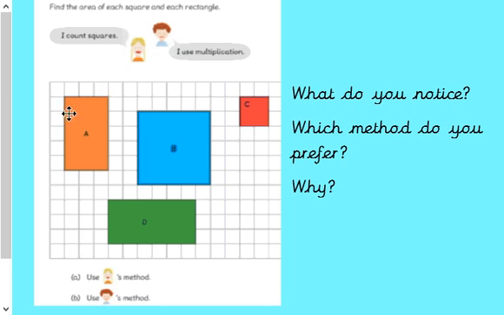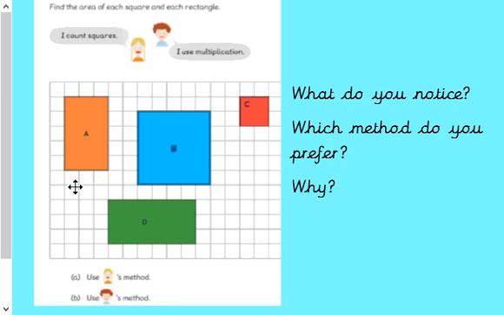Okay, if I look at A here, I'm not going to go through all of them, but I am going to go through this one. If I wanted to count the squares, it would be 1, 2, 3, 4, 5, 6, 7, 8, 9, 10, 11, 12, 13, 14, 15. So I can count the squares up, and I know that there are 15 square units for the area of this shape here. But I also know that I've got 1, 2, 3 squares across a row, and I know that I've got 1, 2, 3, 4, 5 rows. So I could say 3 times 5.